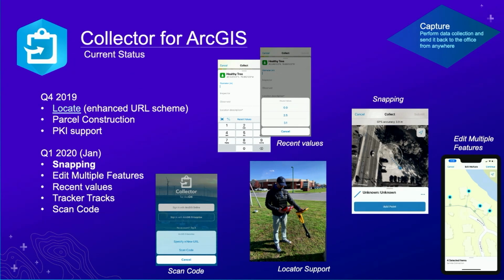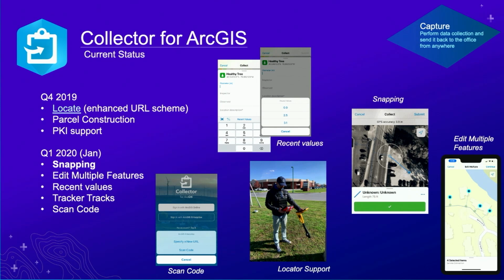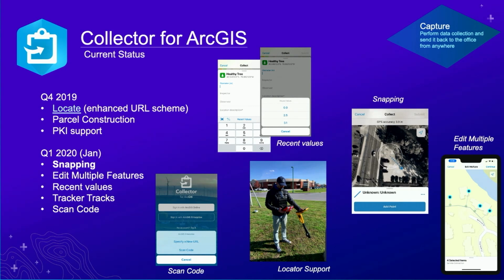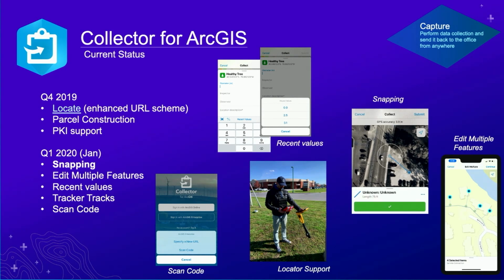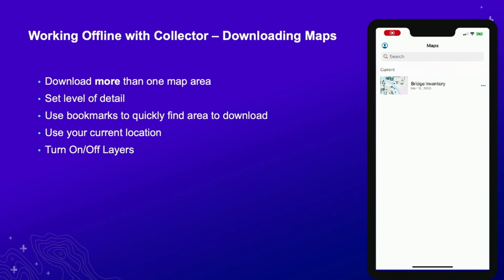Those include snapping while you're doing construction work inside of Collector, the ability to edit multiple features at once, being able to reuse values you previously entered, adding integration with Tracker for ArcGIS, and simplifying the deployment of Collector through the ability to scan a QR code when signing in. We'll show a lot of this in the next few slides. I wanted to start with some of those basic enhancements that we've made to Collector this past year though.